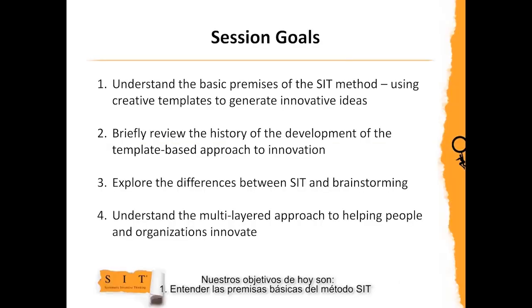Our goals today are to enable you to understand the basic premises of the SIT method using creative templates to generate innovative ideas. To briefly review the history of development of the template-based approach to innovation. To explore the differences between SIT and brainstorming, which is the most commonly used method of innovation today. And to understand the multi-layered approach to helping people in organizations to innovate.